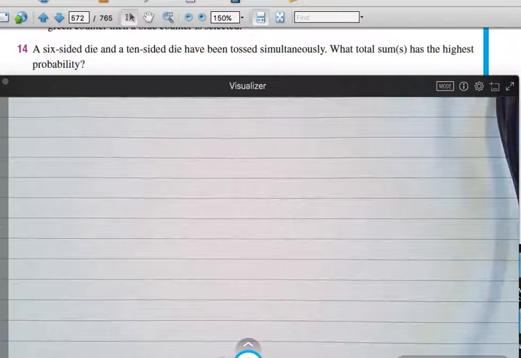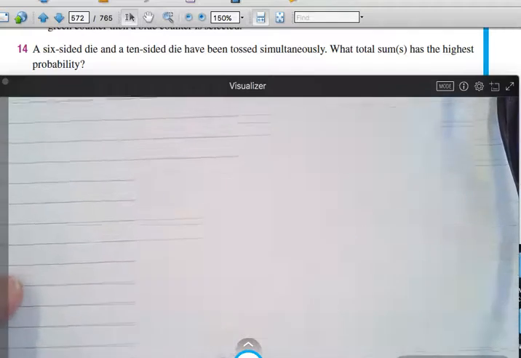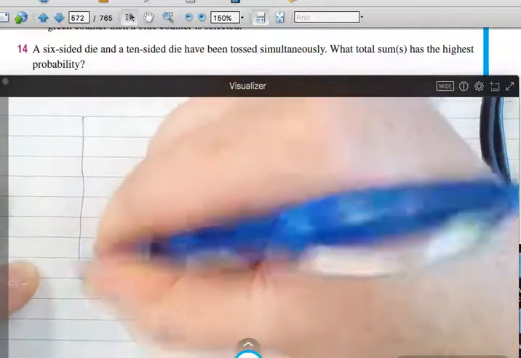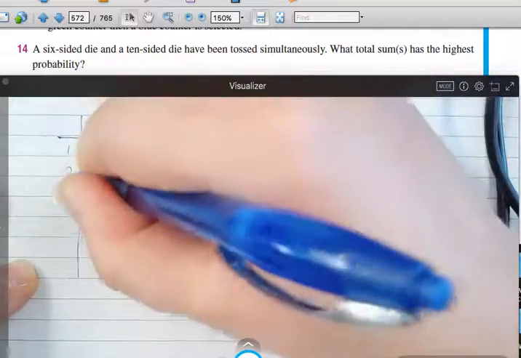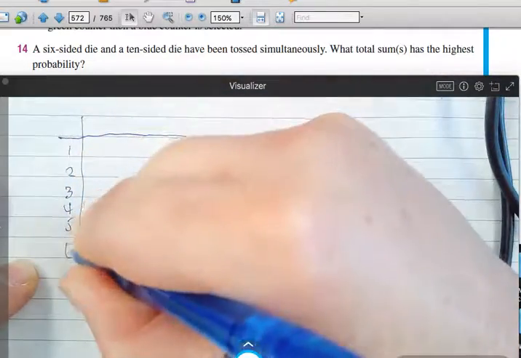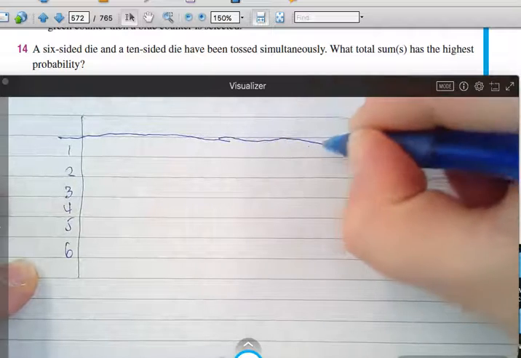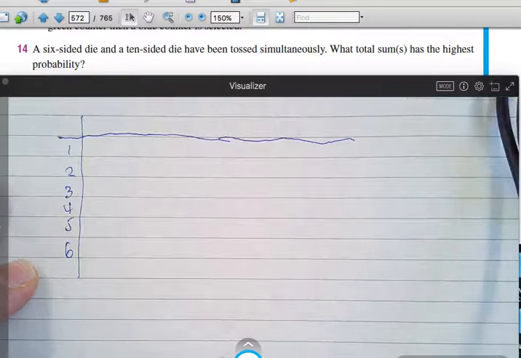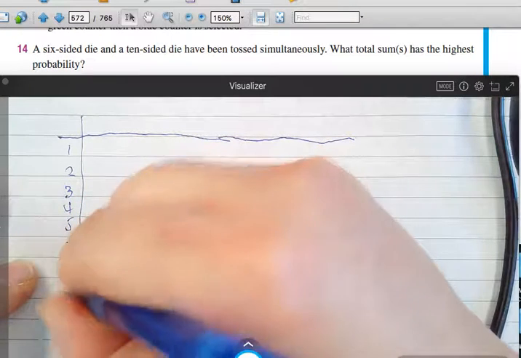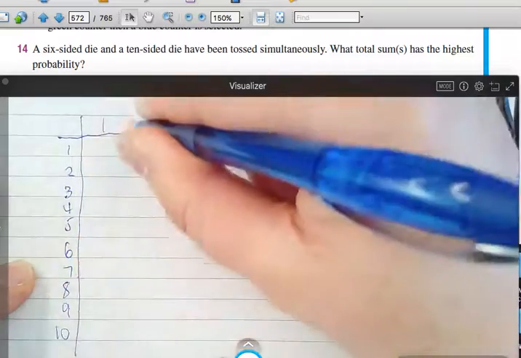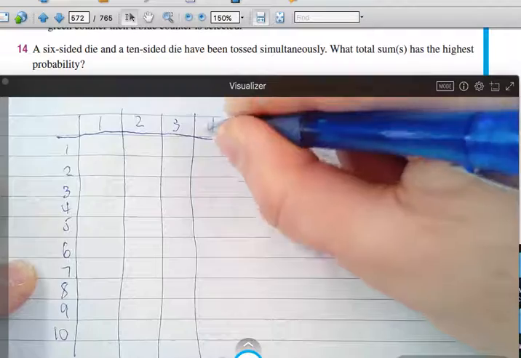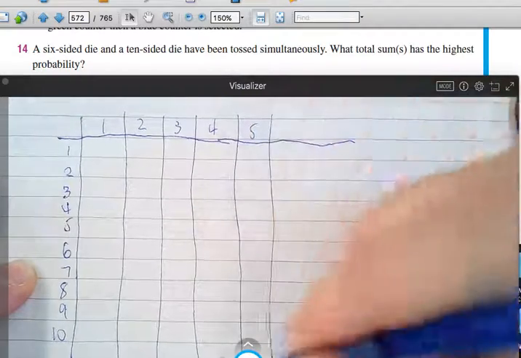You're doing a 6-sided die and a 10-sided die. They've been tossed simultaneously. You want to see which total has the biggest sum. So you can put 1 to 10 downwards or across. It doesn't matter which one's which. Where do you want to go, 1 to 10, down or across? Do you want 10 down, 6 across, or 6 down, 10 across? I don't care. 10 down. 10 down, 7, 8, 9, 10, and 6 across. 1, 2, 3, 4, 5, 6.